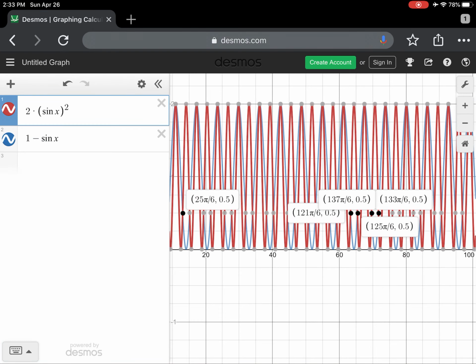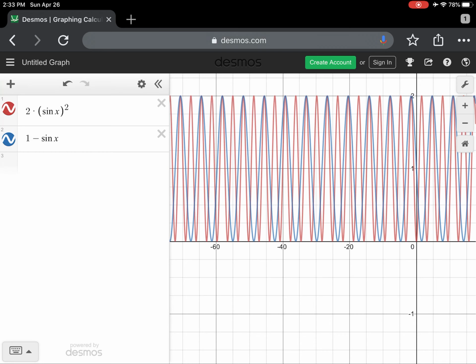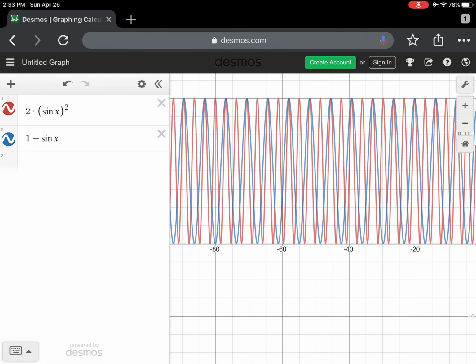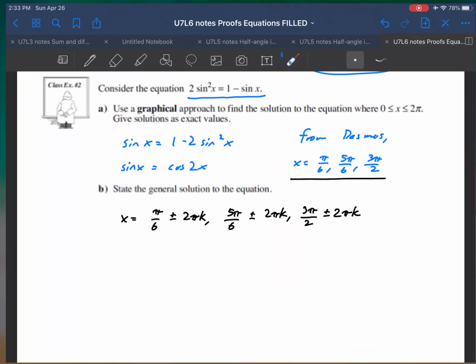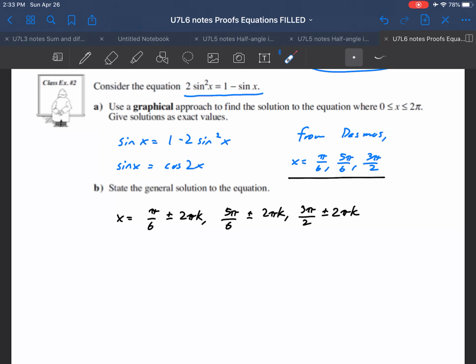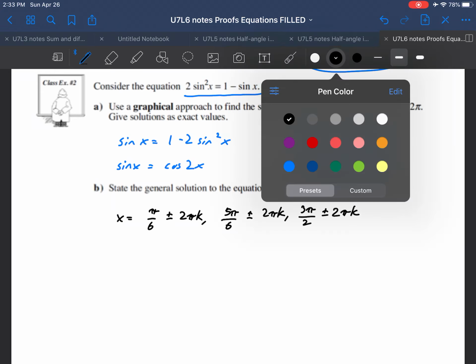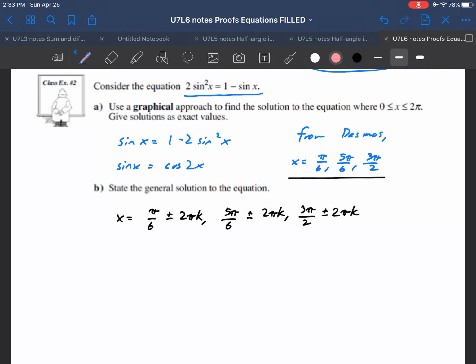In Desmos, I was just going to the right, but let's see if I can scroll. Yeah, I mean, we could just keep going forever to the left and keep finding answers. There's one, negative 139 pi over 6. Okay? So here is our general solution.